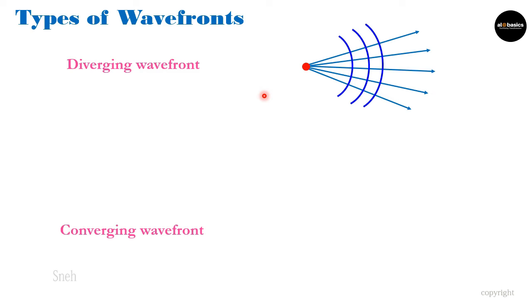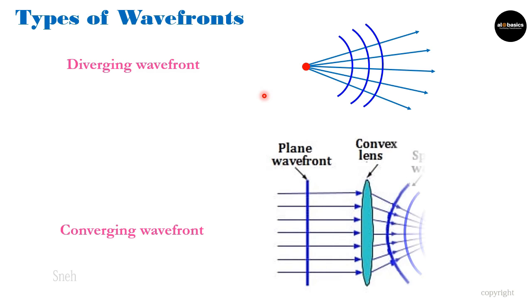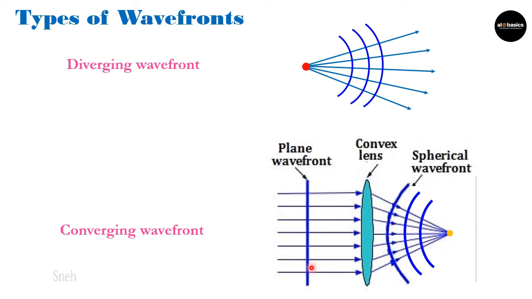And for getting those converging wavefronts, we have to use a convex lens. So how to produce it? If we have a plane wavefront and we pass that plane wavefront through a convex lens, then beyond the convex lens, we are getting spherical wavefronts which are converging towards the focus of the convex lens. Such types of wavefronts are said to be converging wavefronts. These are diverging wavefronts and these are converging wavefronts. So in this way, in the lab also we can prepare converging wavefront.